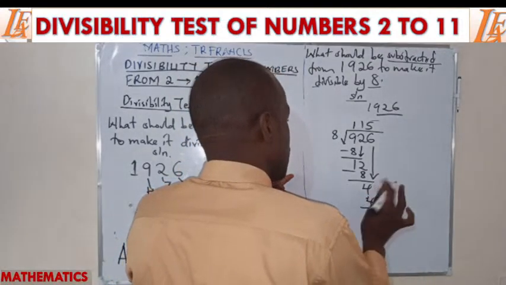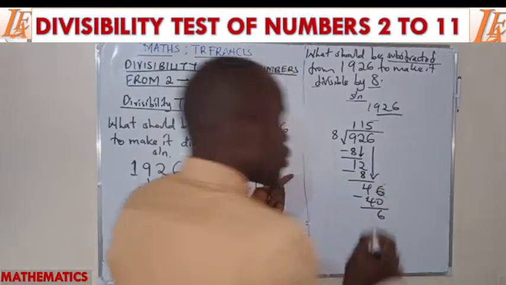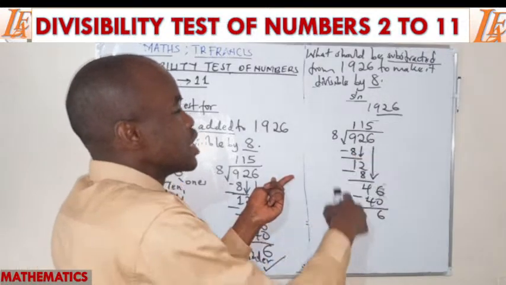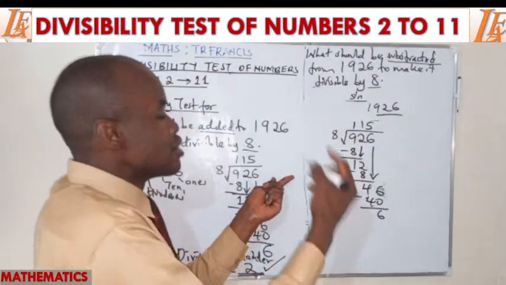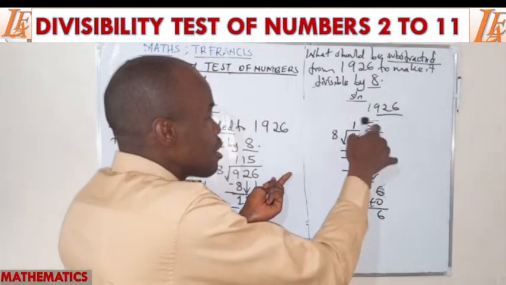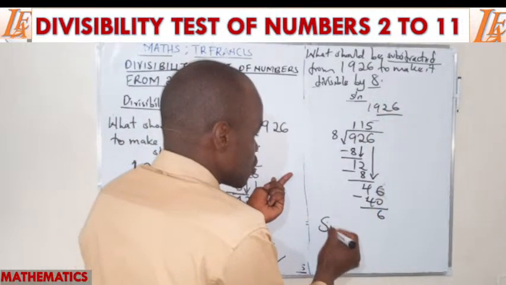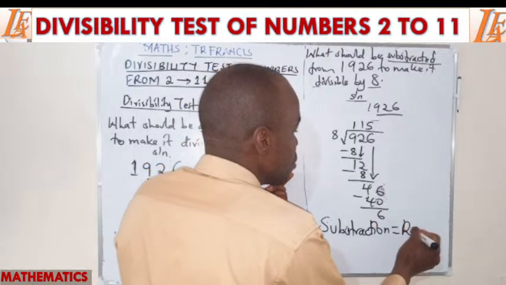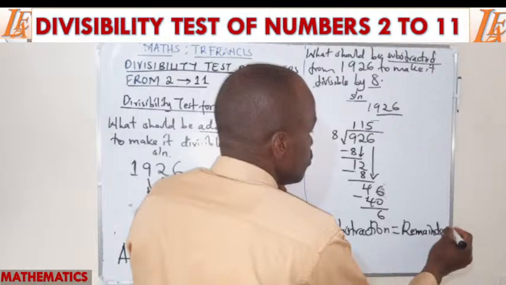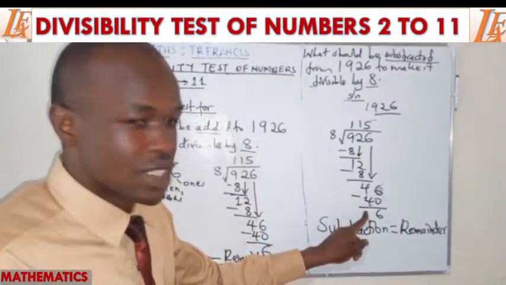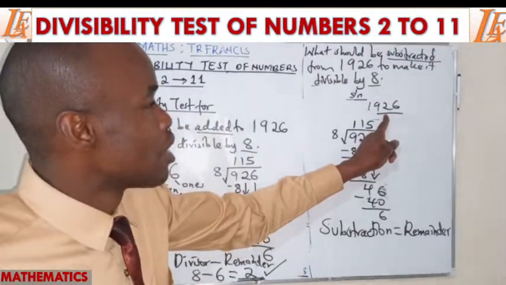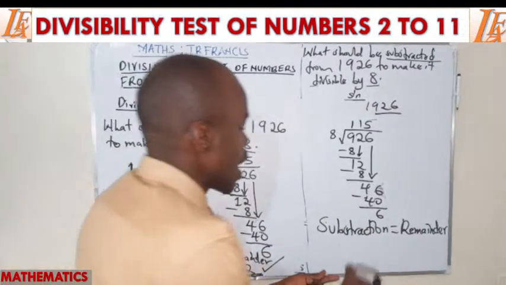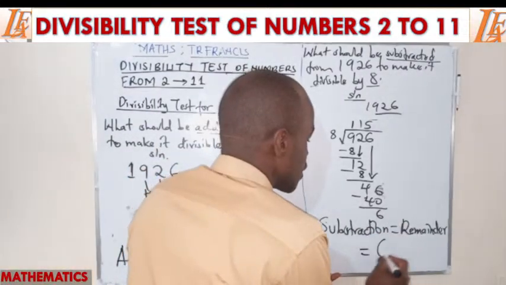So the remainder is 6. Now for subtraction, for you to find the number that should be subtracted for this number to be divisible by 8, or by any other divisor, the answer is the remainder. If this 6 is removed from the number, so that it becomes 1920, then the entire number will be divisible by 8. So our answer here, the remainder, is 6.